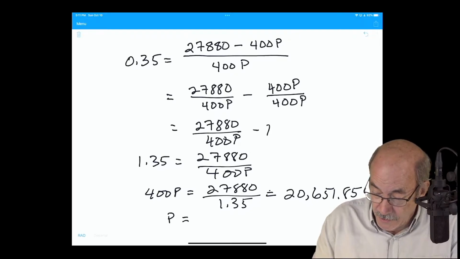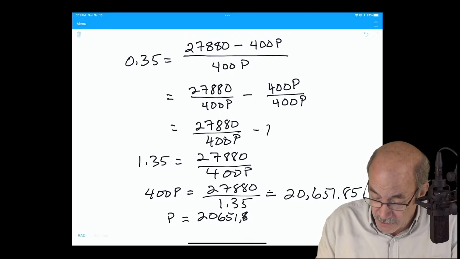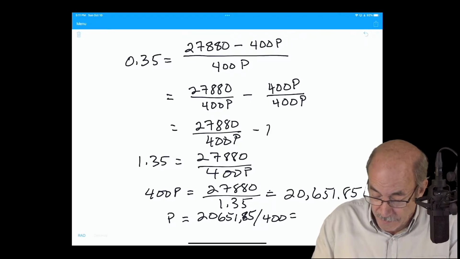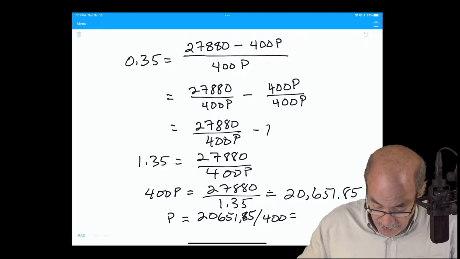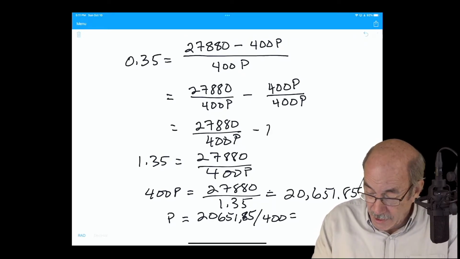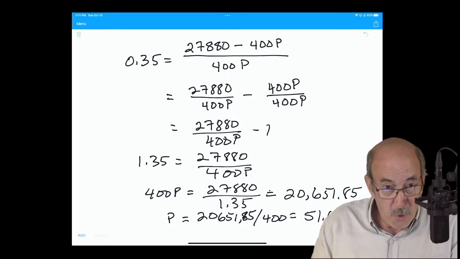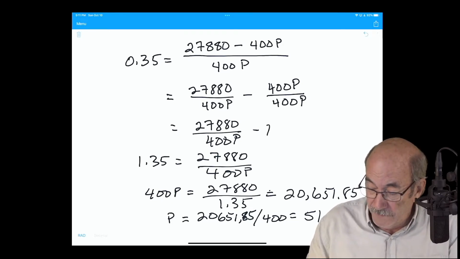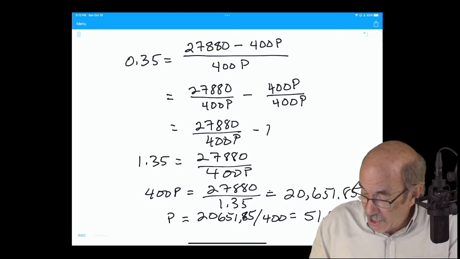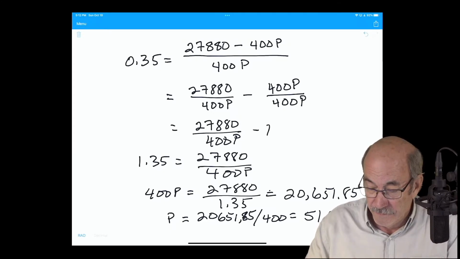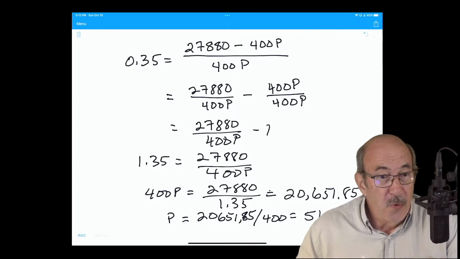So P is equal to 85 divided by 400. And when I do that, I get $51.60. Let's round it to 3. 62.96, or sorry, 51.6396 is the exact figure. So that's one way of doing it.